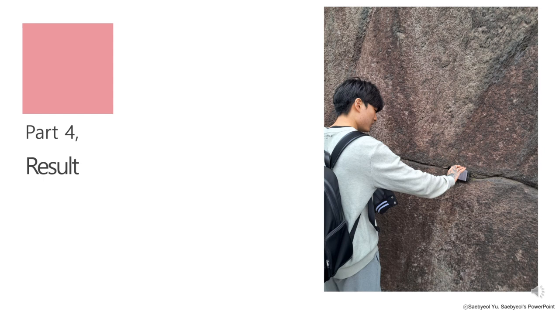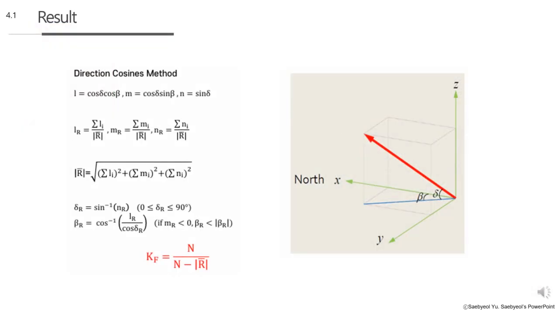From here, I will tell you the result. We can get delta and beta through the process. And with the delta and beta, we can get L, M, N. And through the calculation, we can get K, F.